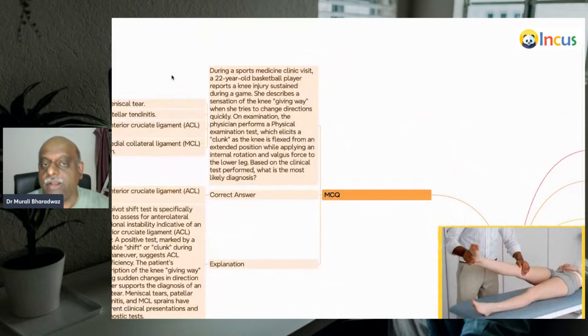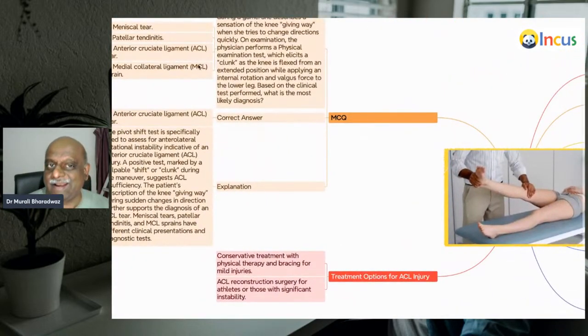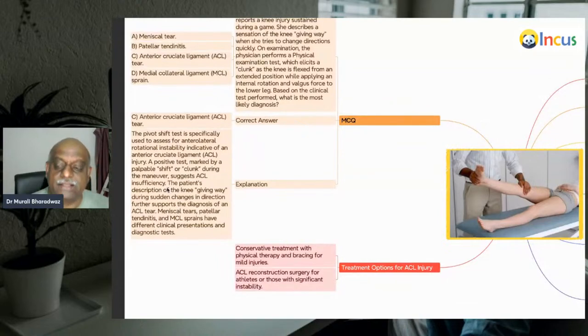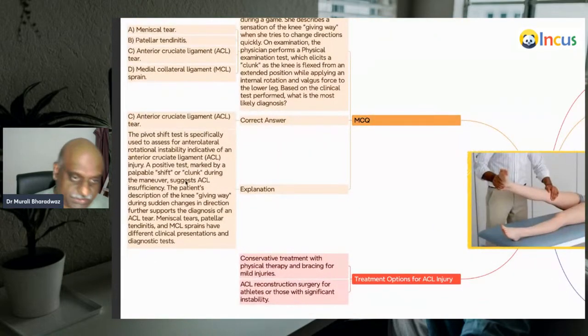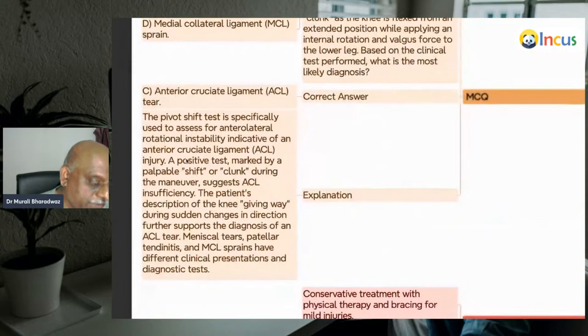Now, during a sports medicine clinic visit, a 22-year-old basketball player reports a knee injury. So you have done the physical examination. During this physical examination, there's a clunk as the knee is flexed from the extended position. So what do you call this, doctor? We call it the pivot shift test, is what you need to remember. It is the anterior cruciate ligament. Whenever it becomes injured, then a positive test is marked by a palpable shift or clunk during the maneuver, is what you have to remember.